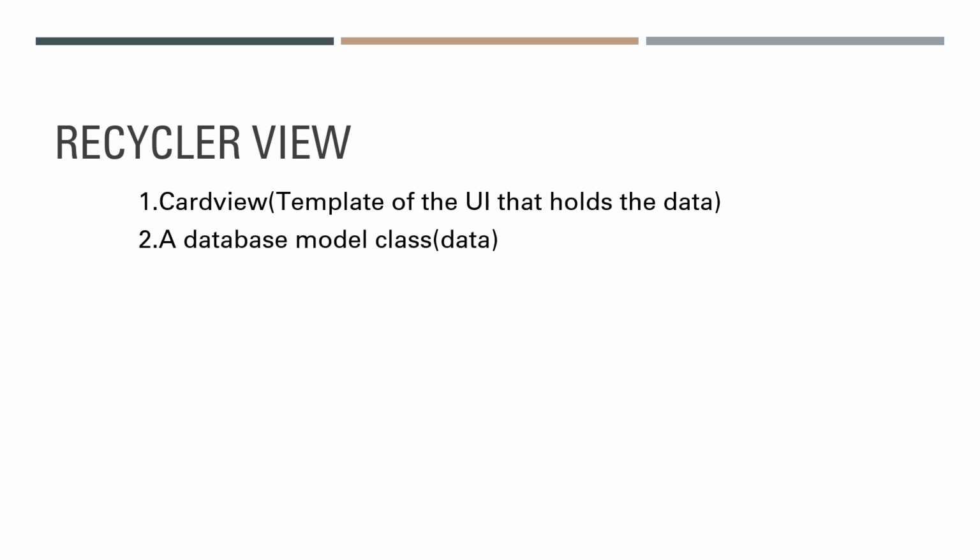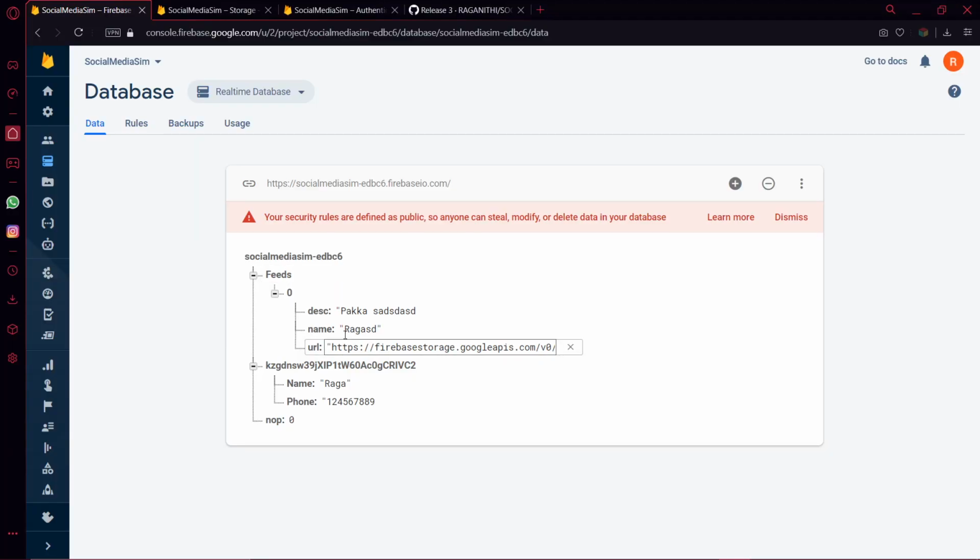Then we'll be designing a database model class. This database model class will be a class within which you can get the content directly from Firebase database, and you will be saving it into this database model class. So our database model class will have three variables. One will be name, another will be description, and another will be URL. It will be of the same case as this, because this is the thing from which it is going to retrieve the content.